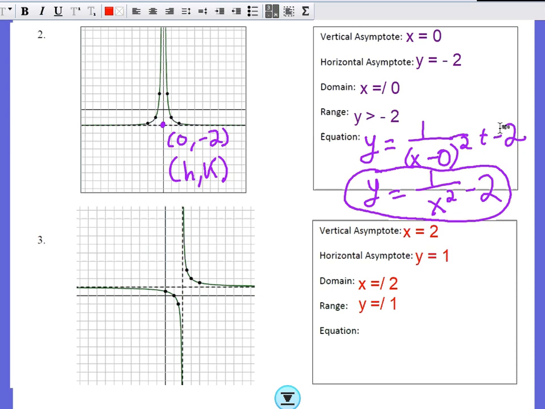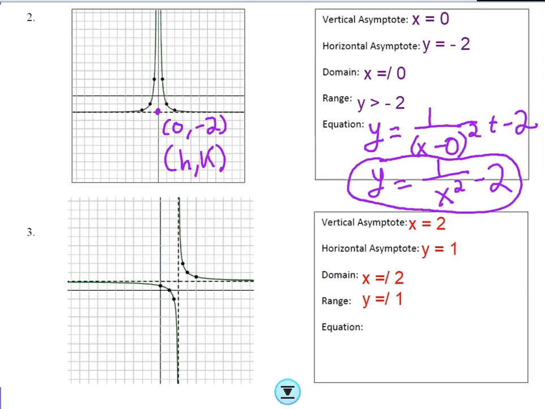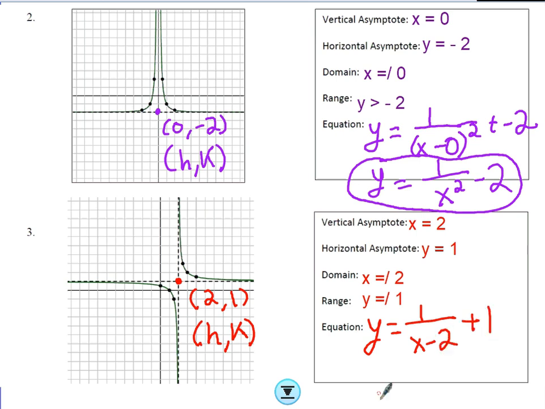When we're talking about the equation itself, we're looking for this point right here where the asymptotes intersect. That point is (2, 1). That is our h, k. And so the equation here is y equals 1 over x minus 2, plus 1. It turns out in this case that is as simple as you can make it. That is completely simplified there.